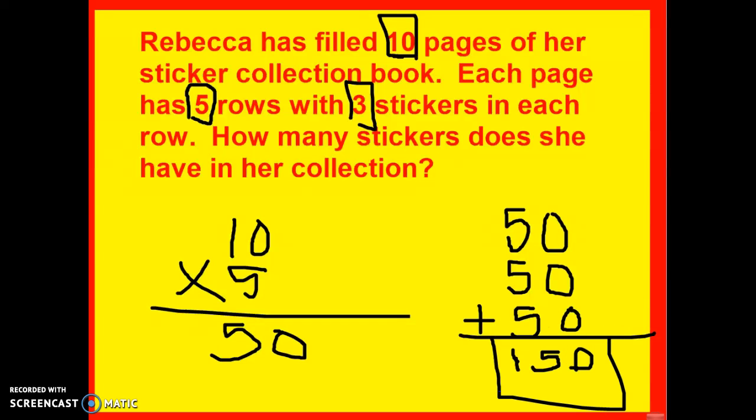So a quicker way, drawing pictures will always help and will always be a good strategy to use, but sometimes there's a quicker way also.